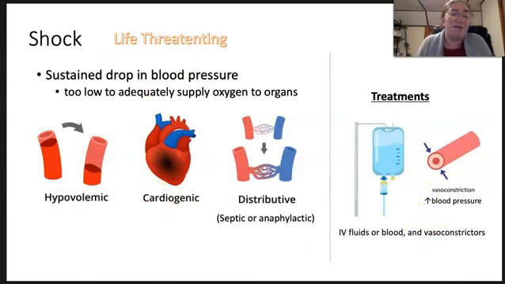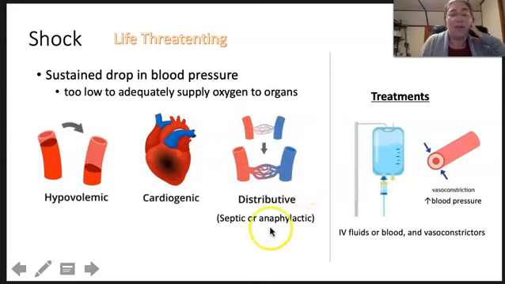Another type of shock is cardiogenic shock, and that happens when there's heart failure or a heart attack, a myocardial infarction, so the heart's not able to pump properly, and you have like fibrillation. Cardiac tamponade, which is when there's fluid buildup around the heart, and so it can't pump as well because it can't fully open in order to contract.